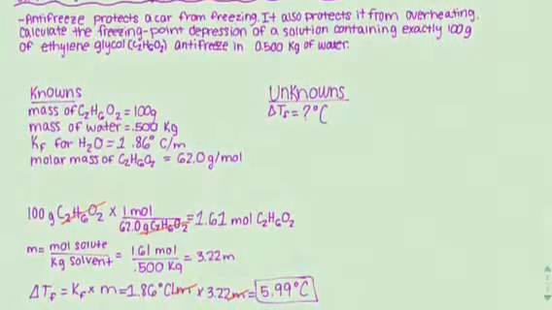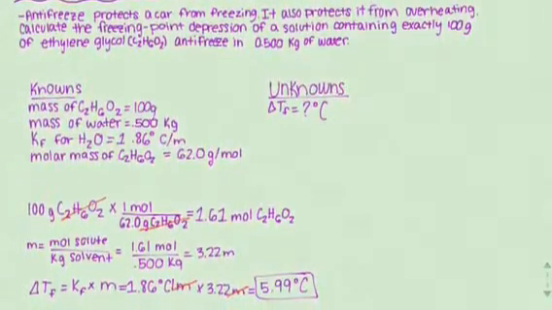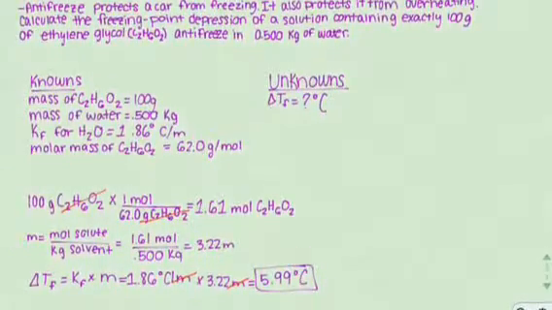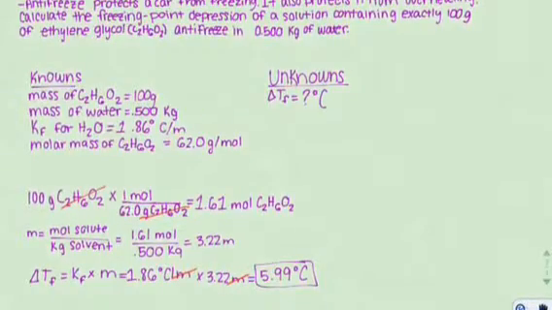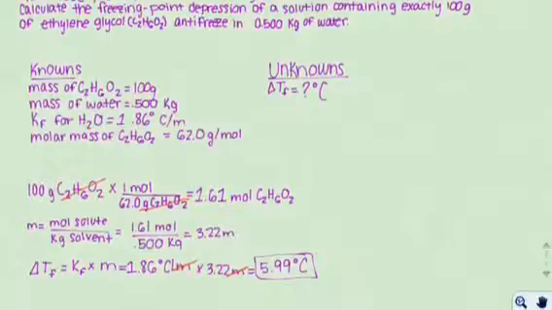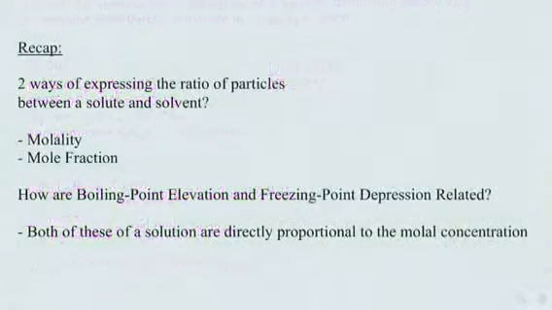To solve the problem, you must first use the molar mass of C2H6O2 to convert the mass of solute to moles. Then, calculate the molality of the solution, and finally calculate the freezing point depression. The freezing point depression is 5.99 degrees Celsius.